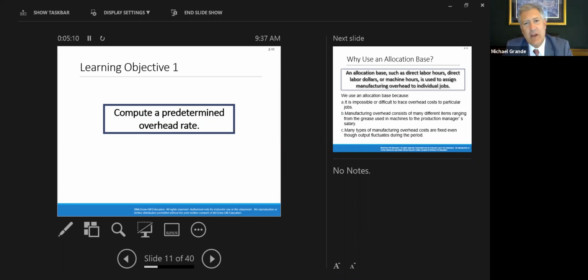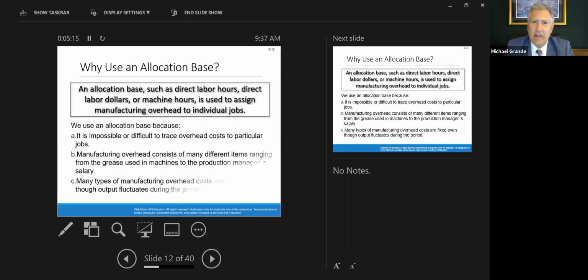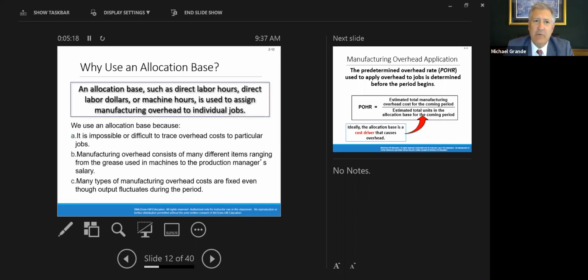So we're going to spend a little bit of time talking about predetermined overhead rates. An allocation base, such as direct labor hours, direct labor dollars, or machine hours, is used to assign manufacturing overhead to individual jobs. We use an allocation base because it is impossible or difficult to trace overhead costs to a particular job. We can't trace all those little pieces of indirect materials, indirect labor, and other factory costs to each particular job in a way that we do with direct materials and direct labor.